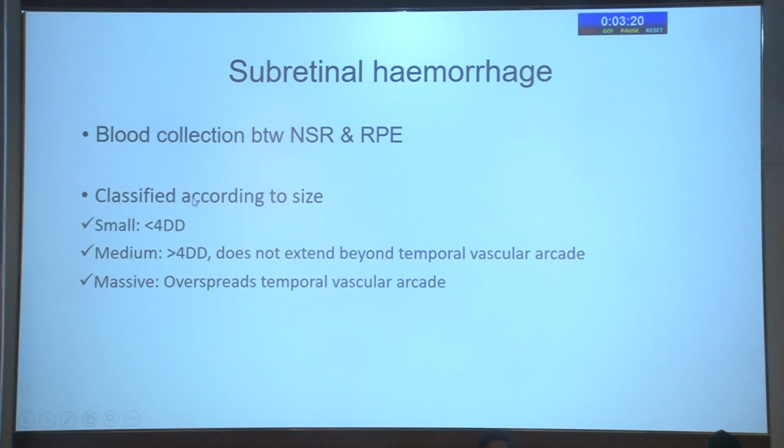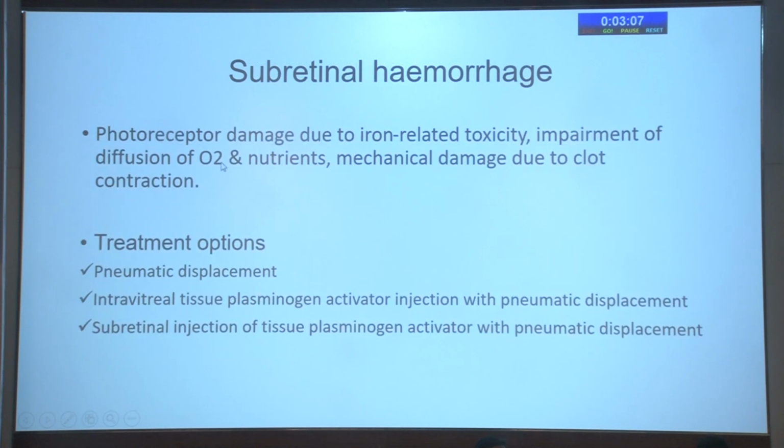It is classified according to the size. Small subretinal hemorrhage will be less than 4 disc diameter. Medium will be more than 4 disc diameter, but it does not extend beyond the temporal vascular arcades. And massive will overspread the temporal vascular arcade. So photoreceptor damage can happen due to iron-related toxicity, impairment of diffusion of oxygen and nutrients.